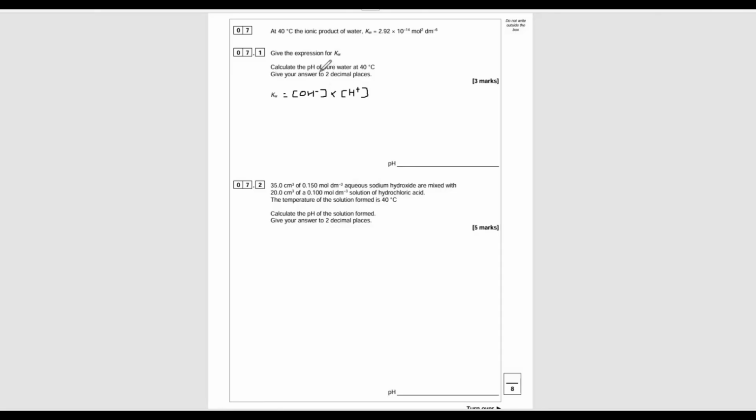Okay, now when it says pure water, this means it's only made of H2O molecules, and each H2O molecule is made of an H plus and an OH minus. One thing we know about these two is that for every water molecule, there has to be one H plus and one OH minus. So you have to have an equal amount of hydrogen ions and hydroxide ions when you're looking at pure water. So what we know from this is that KW, you can simplify this, is equal to H plus squared, because we're basically assuming that these are equal. So it's like squaring H plus.